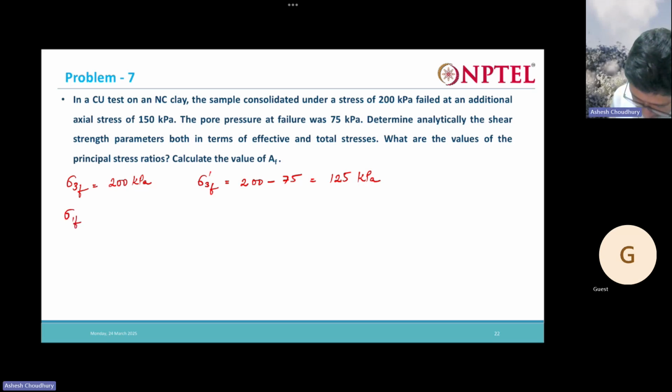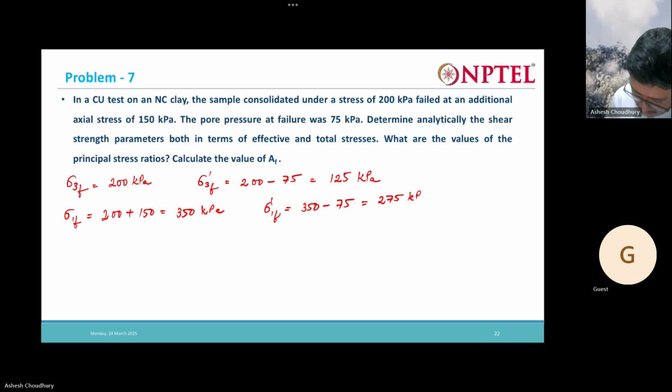Sigma 1 F is 200 plus the deviatoric stress, the additional stress 150, which is 350 kPa. So sigma 1F prime is nothing but 350 minus 75, which is 275 kPa.